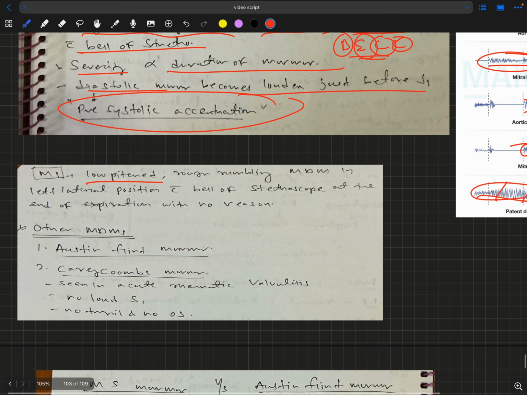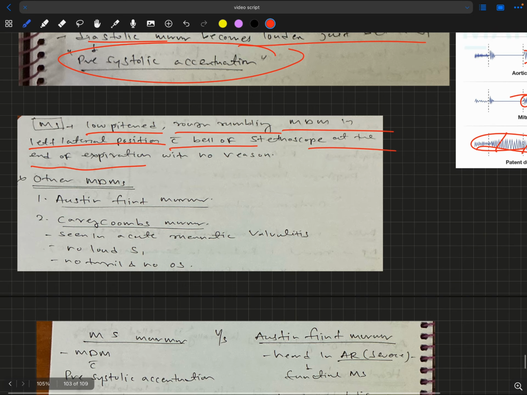So MS is a low-pitched, rough rumbling, mid-diastolic murmur, heard in left lateral position with the bell of the stethoscope at the end of expiration. Other types of mid-diastolic murmur: one is Austin Flint murmur, discussed in case of severe aortic regurgitation. The regurgitant blood flow strikes as a jet on the anterior leaflet of the mitral valve and pushes it, causing a functional MS. That is a kind of mid-diastolic murmur. So other than the MS murmur, there is the Austin Flint murmur, and the Carey-Coombs murmur.